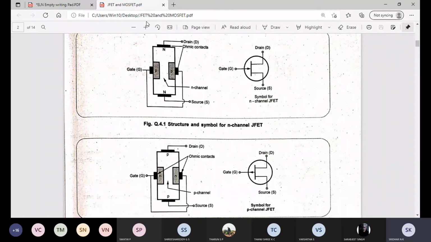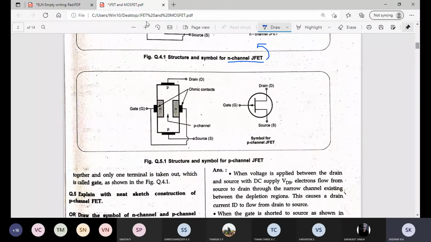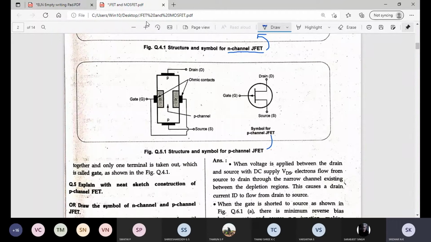In this diagram you can see the construction or structure of JFET. I told you there are two types of JFETs. This is the N channel JFET, and the bottom one is the P channel JFET.